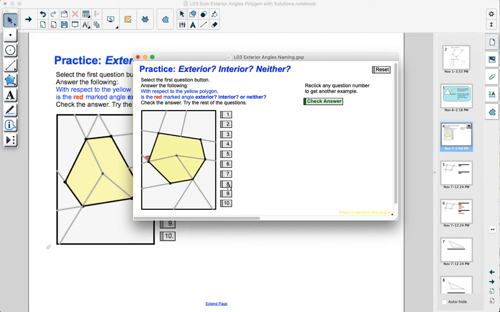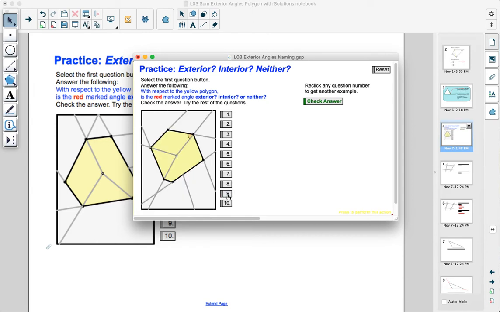On to number 8. What is number 8? Taking a look at how this angle was created, we have a side in the polygon, and this piece here is an extension of this side. So that is the definition of an exterior angle, formed by one side of the polygon and an extension of an adjacent side. This side has been extended, creating that exterior angle. All right, moving on to number 9.